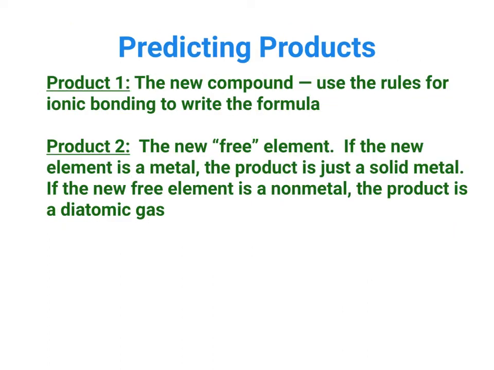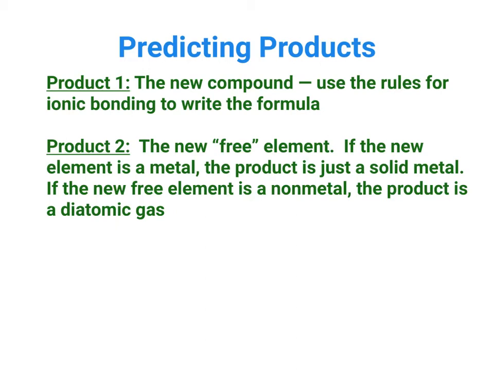So now that you have seen how to figure out whether or not the single replacement reaction will actually occur, you need to be able to write the products. In this case, there are always two products. The first product is the new compound, so the new two elements that combine. You're going to have to use the rules for ionic bonding to figure out the subscripts on the formula. And we'll do a couple practice ones, and there's a practice worksheet to show you.